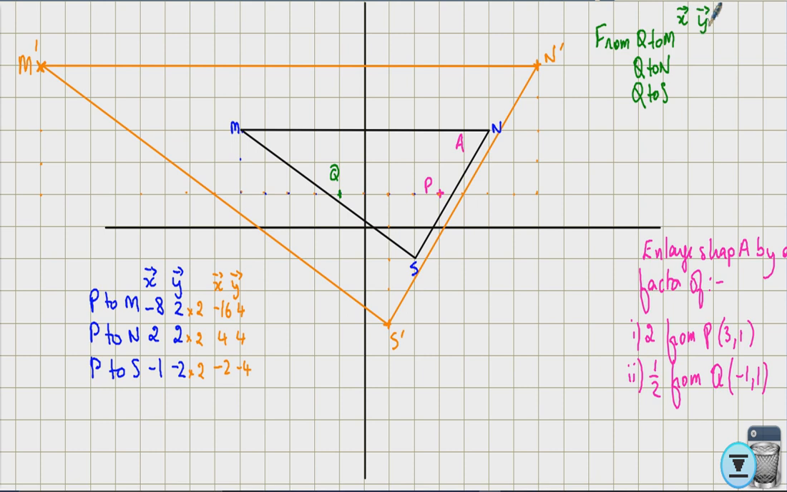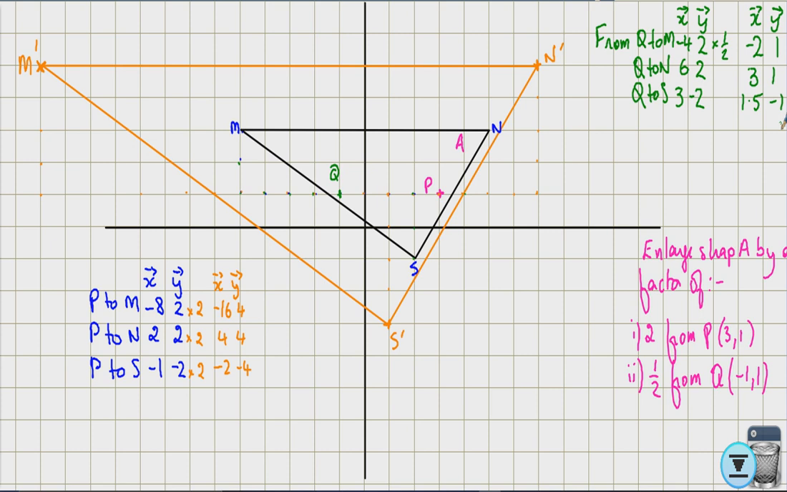Alright, so from Q to M, I have minus 1, 2, 3, 4 and up 2, so minus 4 and 2. To N I have 1, 2, 3, 4, 5, 6 and 2. And to S I have 1, 2, 3 and minus 2. Okay, so I need to enlarge by 1/2. So multiplying each one of them by 1/2, I'll get minus 2 and 1, X and Y distances. Alright, I get 3 and 1, I get 1.5 and minus 1.